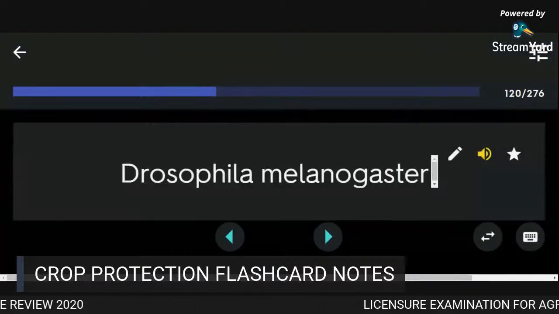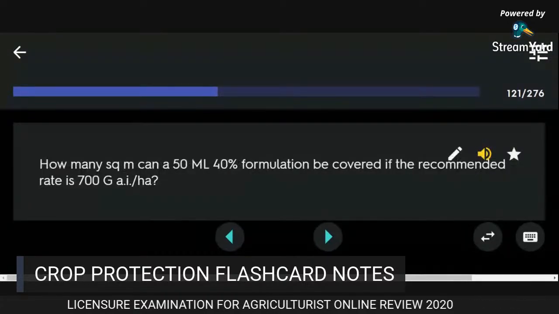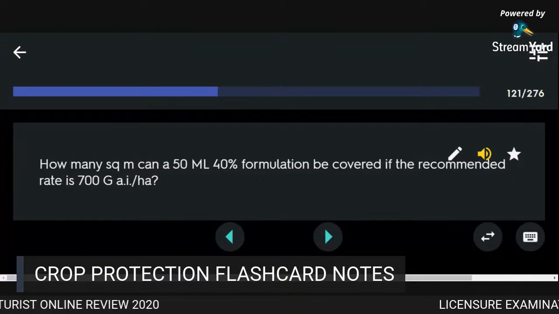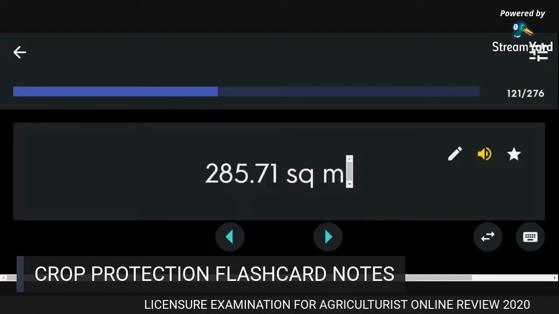Species of fruit fly or vinegar fly. Drosophila melanogaster. How many square meters can a 50 milliliters 40% formulation cover if the recommended rate is 700 grams AI per hectare? 285.71 square meters.